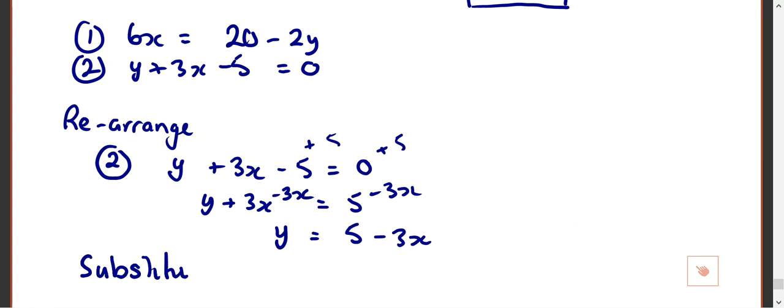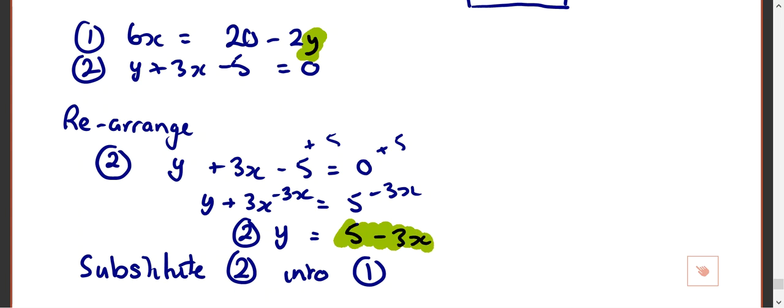Substitute my new number 2 into number 1, right? So this value of y gets replaced by 5 minus 3x.